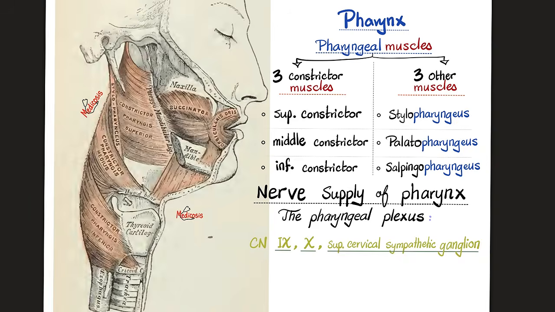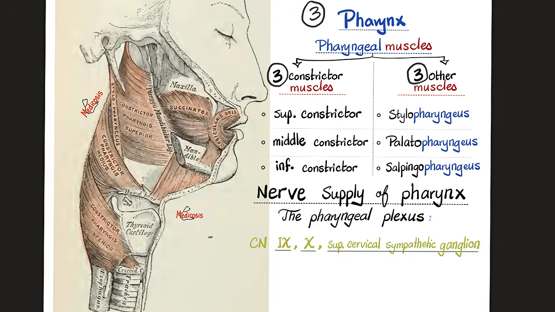I've told you that everything about the pharynx is three. It has three parts: nasopharynx, oropharynx, laryngopharynx. It has three constrictor muscles: superior, middle, and inferior pharyngeal constrictors. And it has three other muscles, and these are stylopharyngeus, palatopharyngeus, and salpingopharyngeus. What's the name of the doozy nerve that supplies all of them?